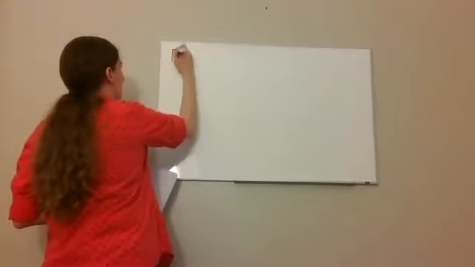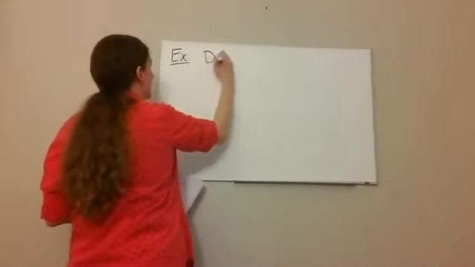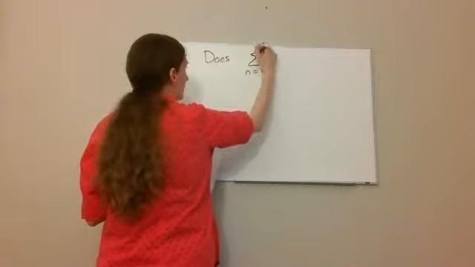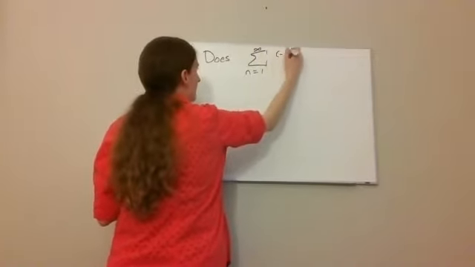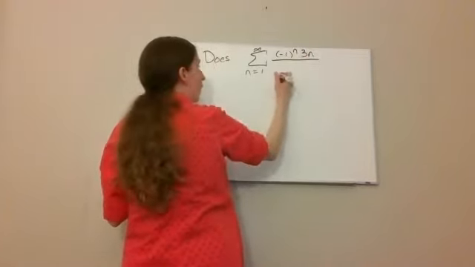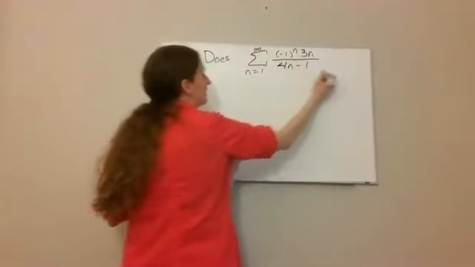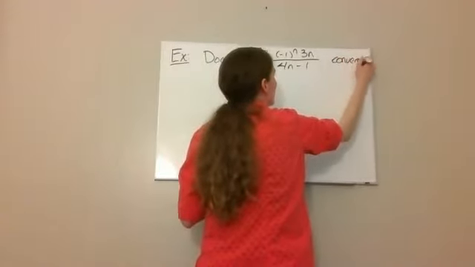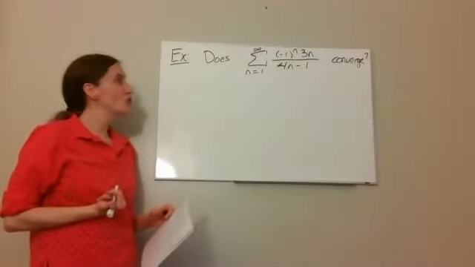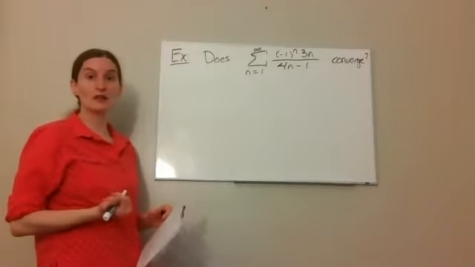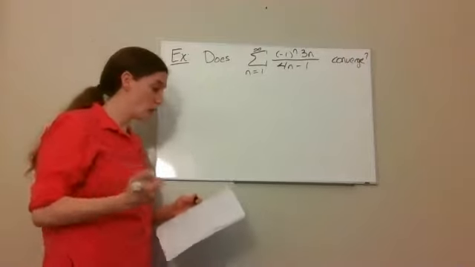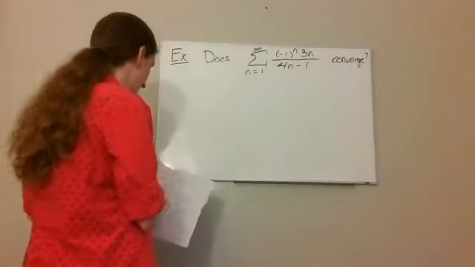So here's our next example. Does the series, n equals 1 to infinity of -1 to the n times 3n over 4n minus 1, converge? Your first instinct when looking at this series should be to try to use the alternating series test, because we do have a -1 to a power. And that is a good instinct to have, so let's try doing the alternating series test.